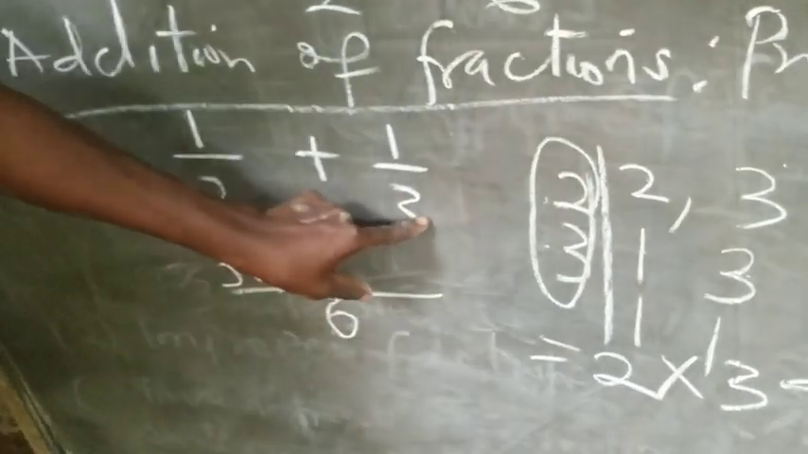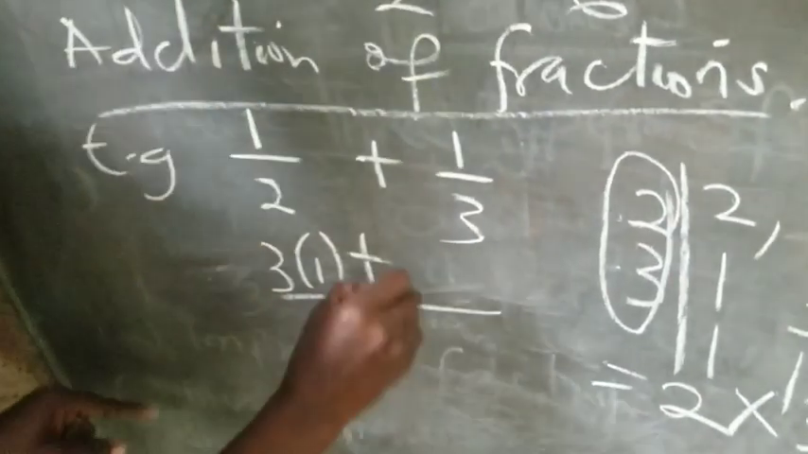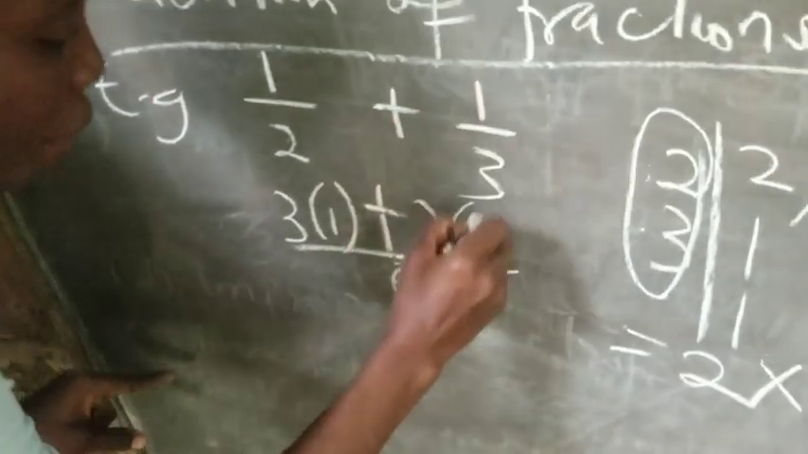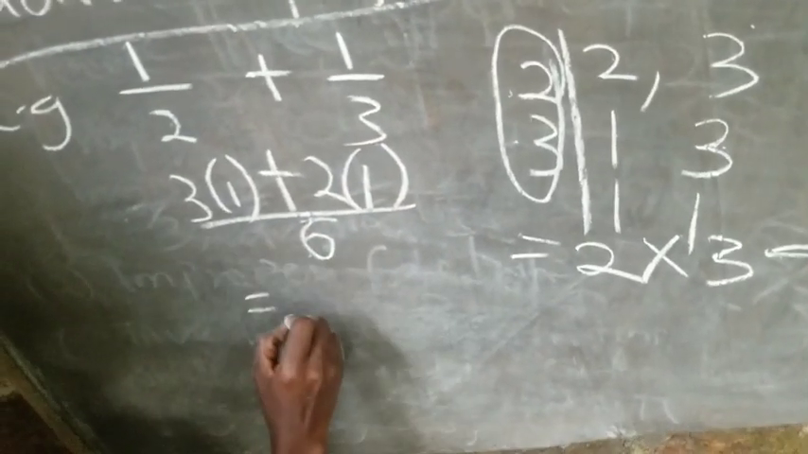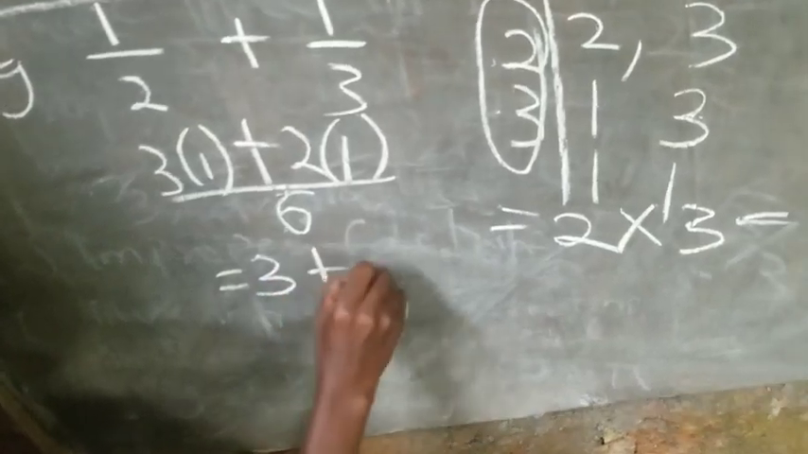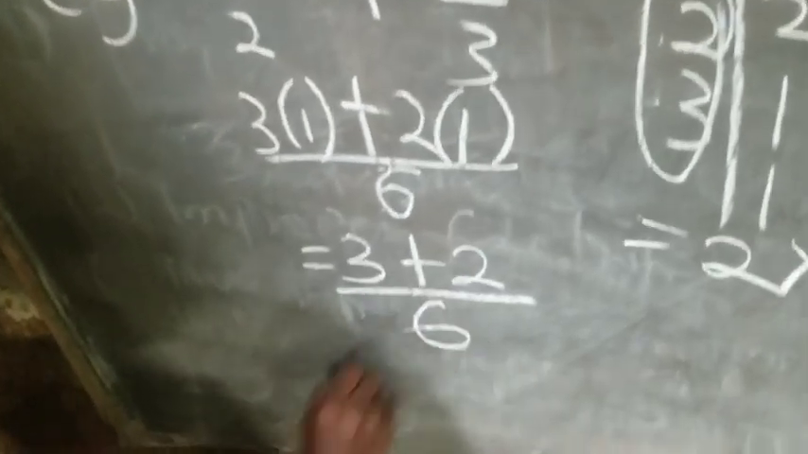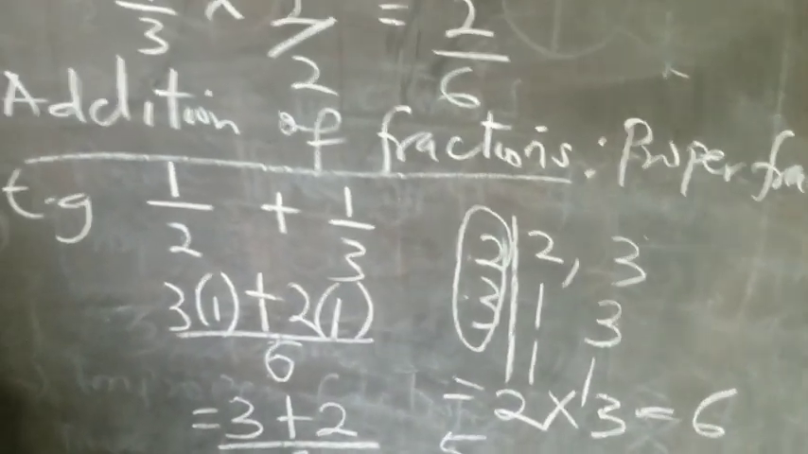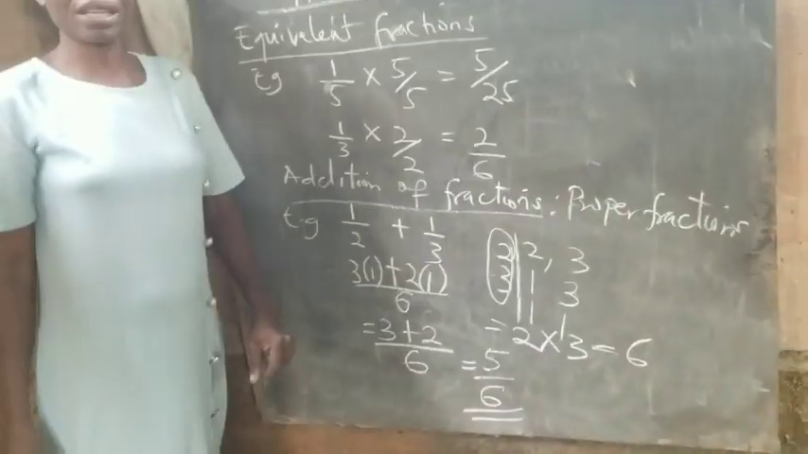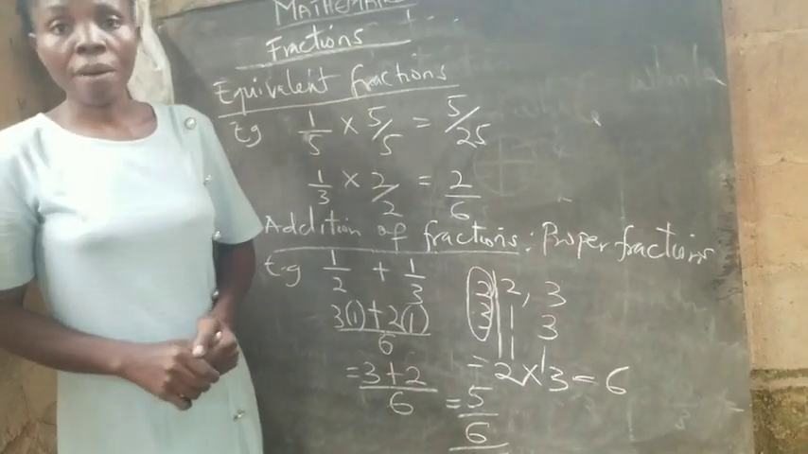Now 3, the denominator of 1/3, into 6 will give us 2. You multiply it by the numerator, which is 1. And that will give us 3 times 1 is 3, plus 2 times 1, which is 2, all over the LCM. And that will give us 5 all over 6. And that is the answer. So the addition of 1/2 and 1/3 gives us 5/6. This is how to add proper fractions.